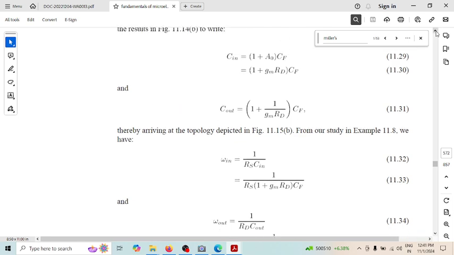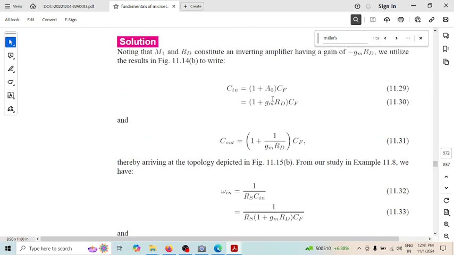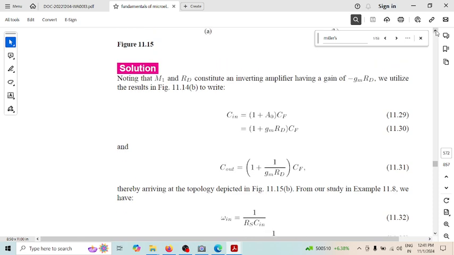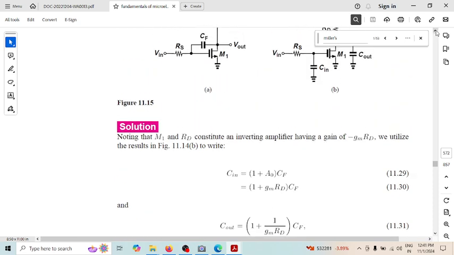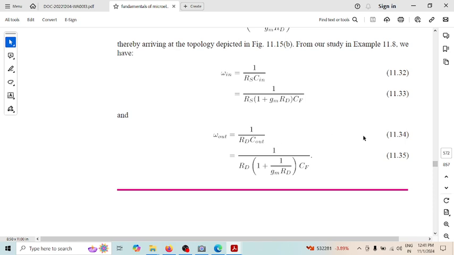See here, this is A0, which is the magnitude GM into RD. But what is C out? This is what C out is. This is CF, which is CGD, multiplied by 1 plus 1 over AV. This is what we have discussed in the class. So this is how we can understand this.